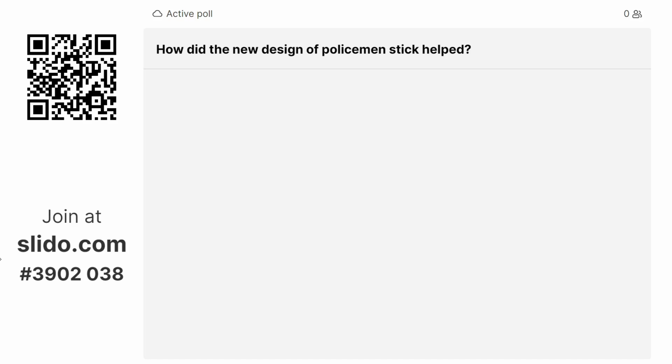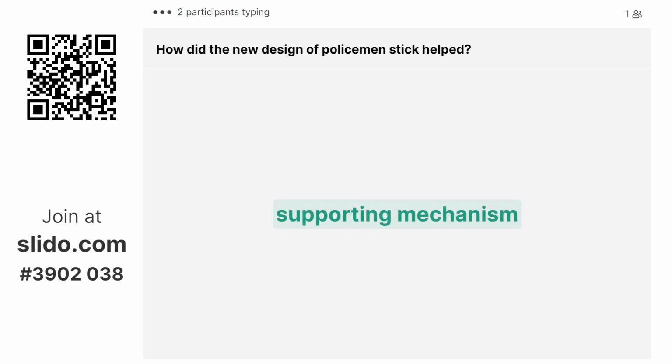Okay. So we have discussed some things in our presentation when we were doing the content recap, but there are certain aspects which we didn't discuss. And those of you who have gone through the content, I think you'll be able to address this question. How did the new design of the policeman stick help? Open up the same tab, the question would have been changed and you'll be able to see this particular question as well. So just have a look and try to share your perspective.